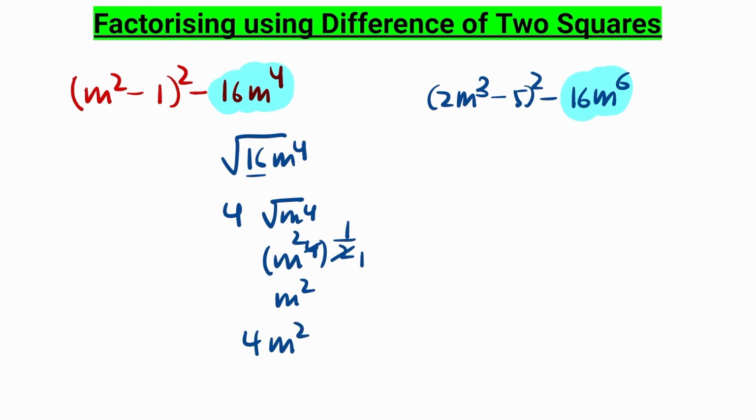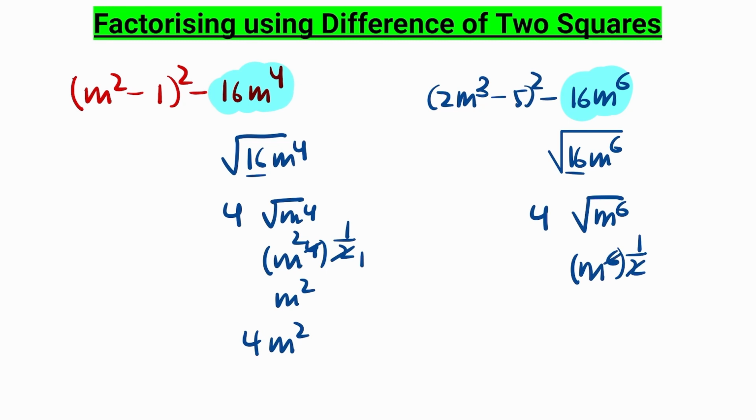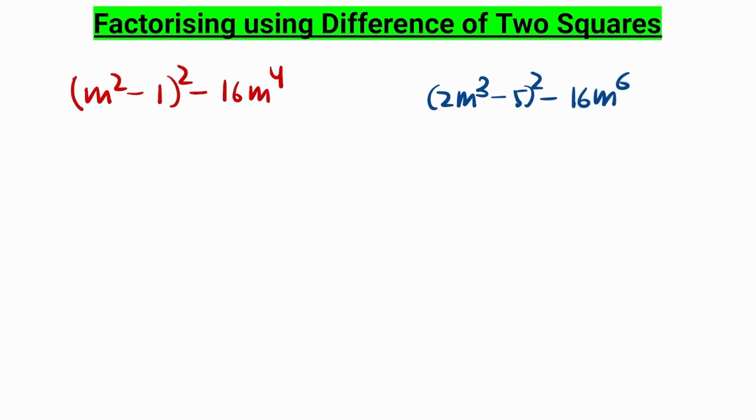Here also, the square root of 16m to the power 6. We can take the square root of 16, which is 4, and then the square root of m to the power 6. We can rewrite the square root as to the power of half and cancel out 2 and 6. 6 divided by 2 is 3, which is m to the power 3. And also we can take this 4 down, 4m to the power 3. If you figured that out, the rest of the solutions are very simple.